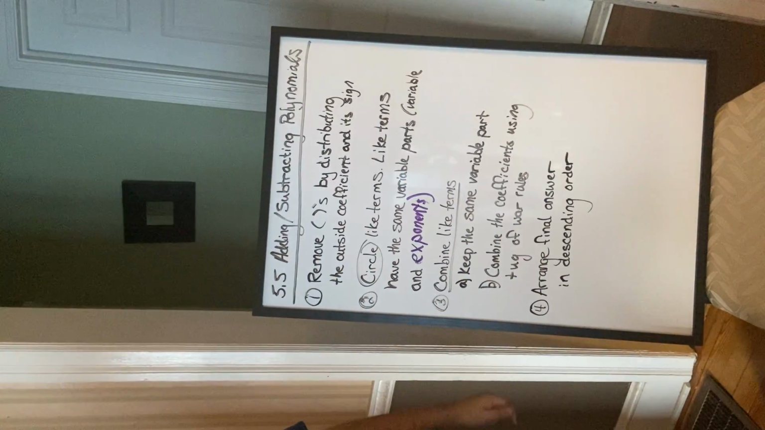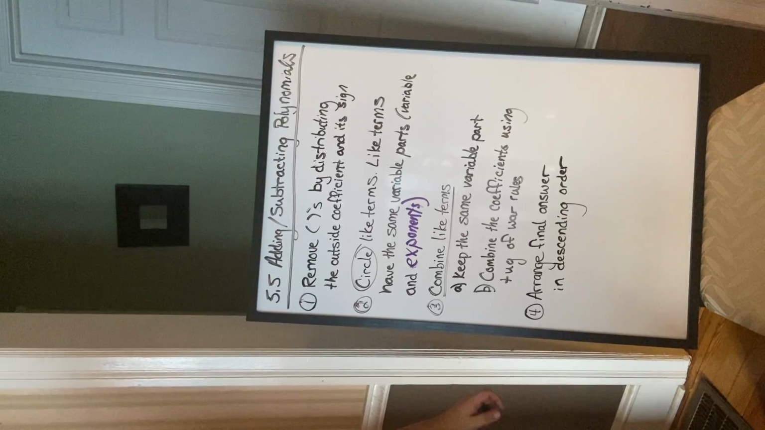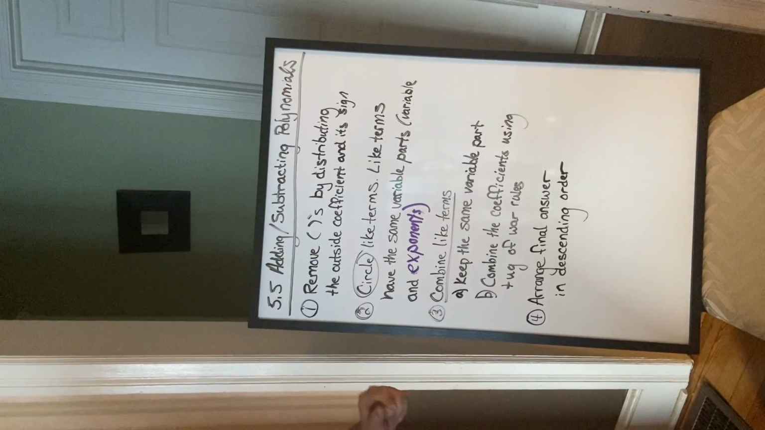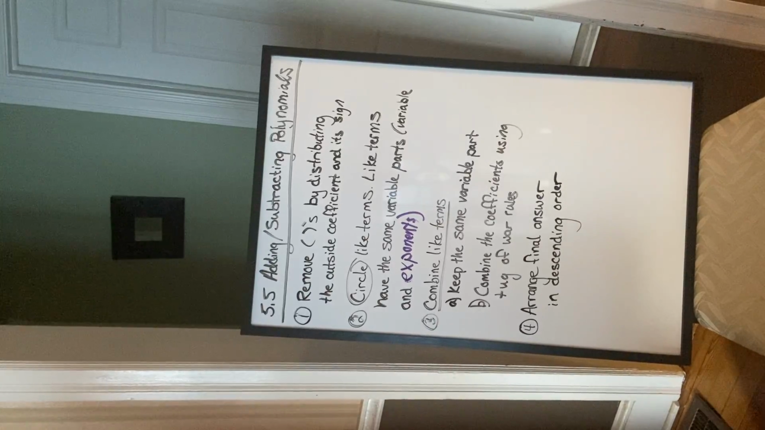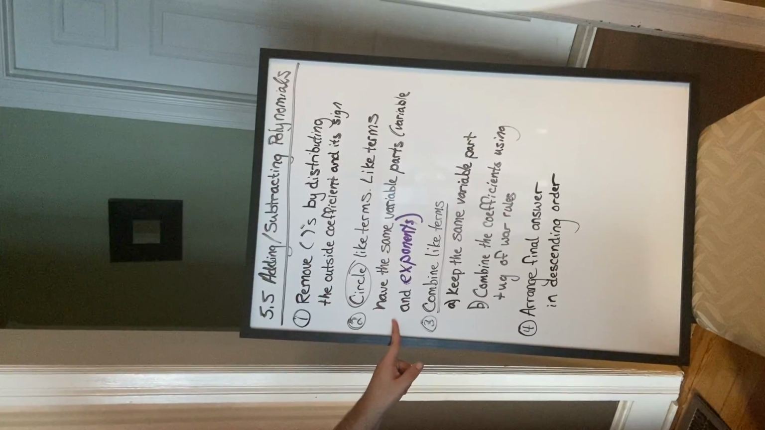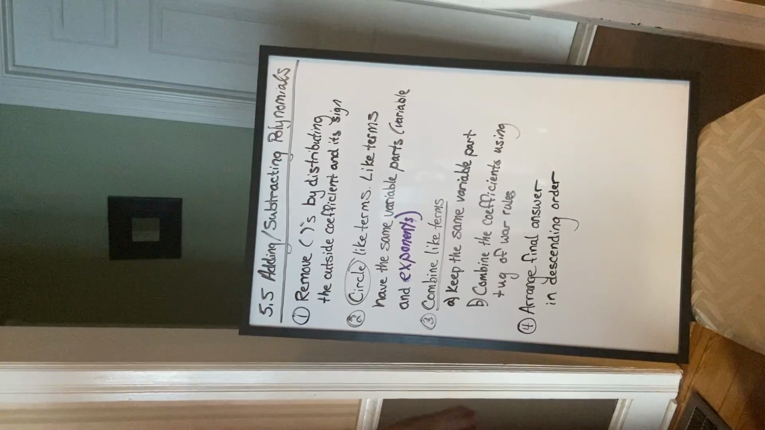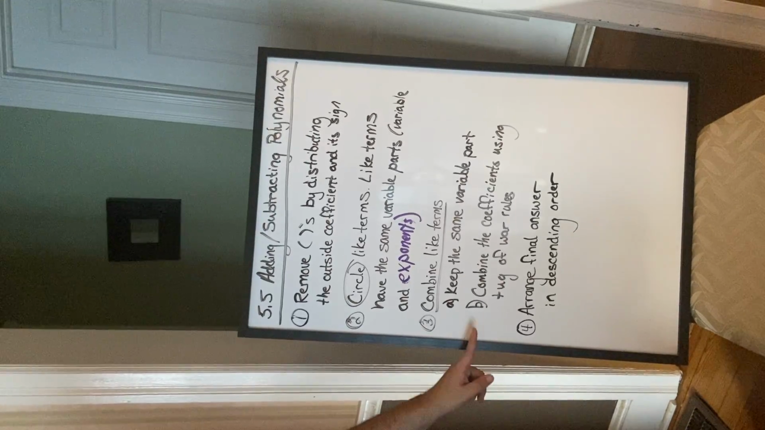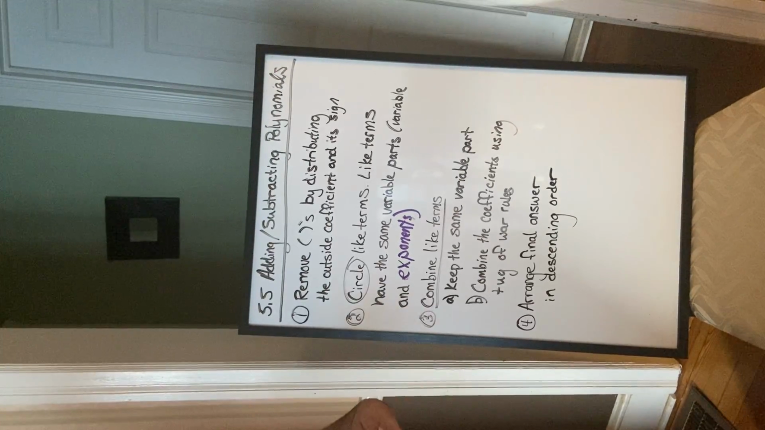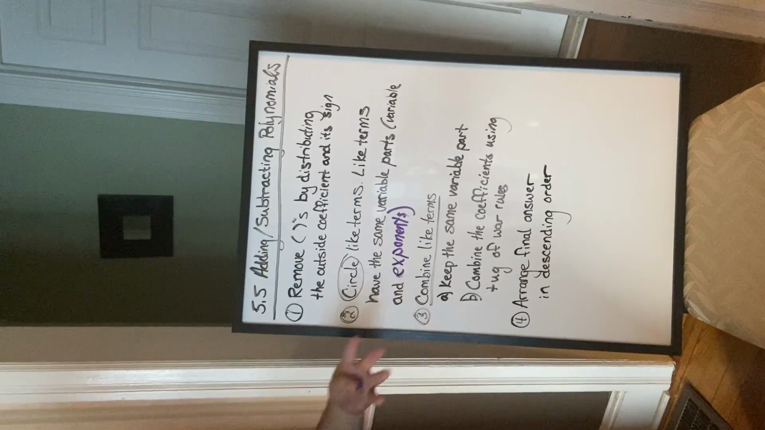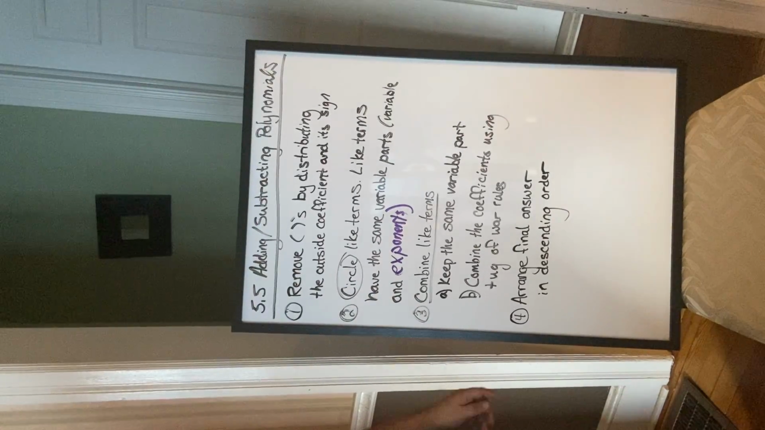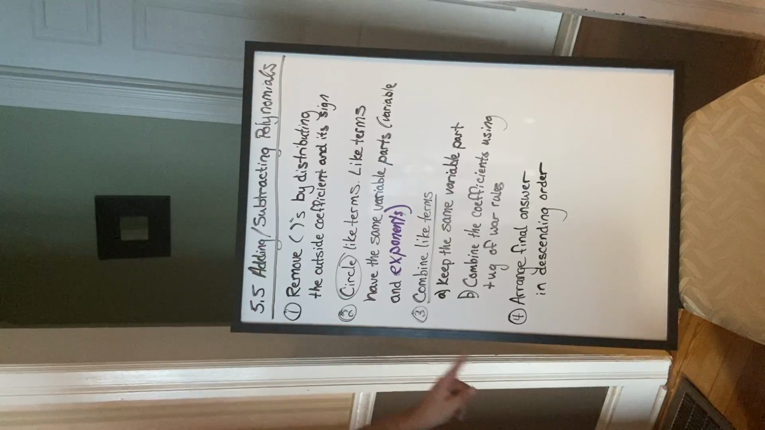Then you're going to combine like terms. Remember, once we know which ones go together, you're going to keep the same variable part. That means keep the same variable and exponents, but combine the coefficients using the tug of war. Remember, two of the same labels you add, two different labels you subtract, and then ask yourself who wins the tug of war game, who has the most players.